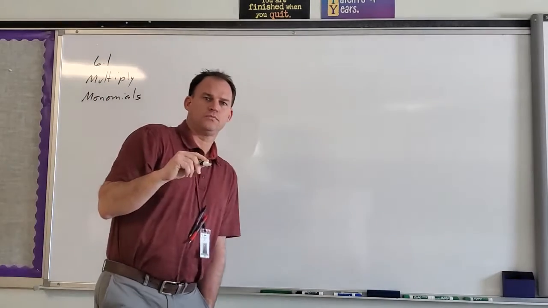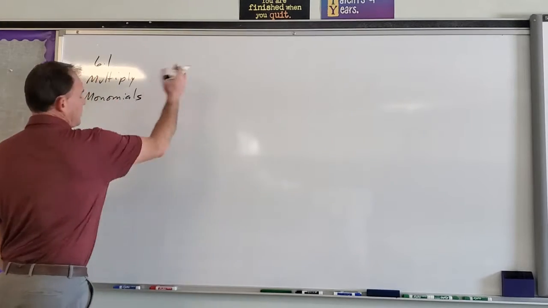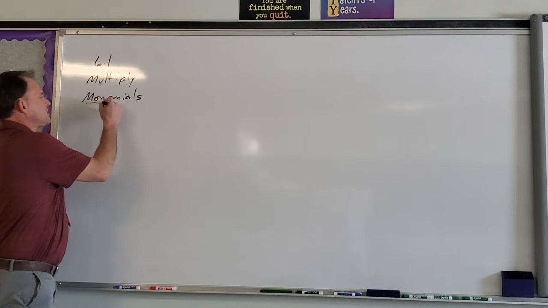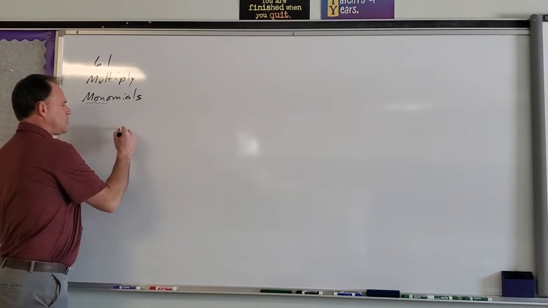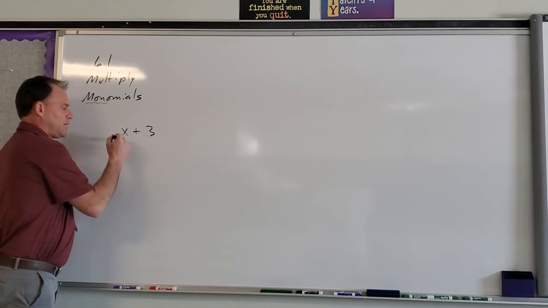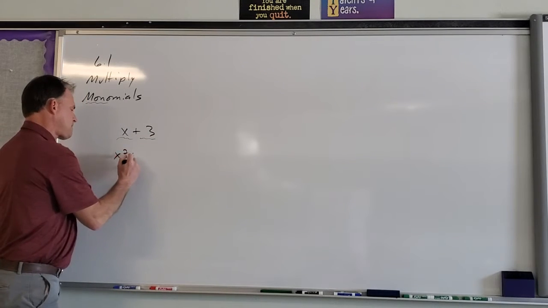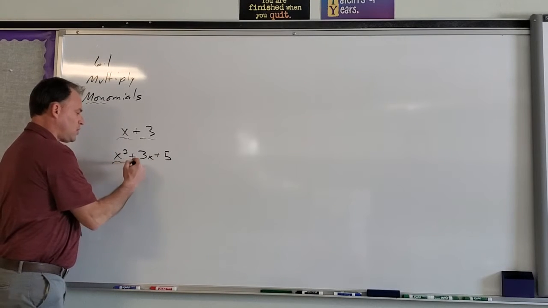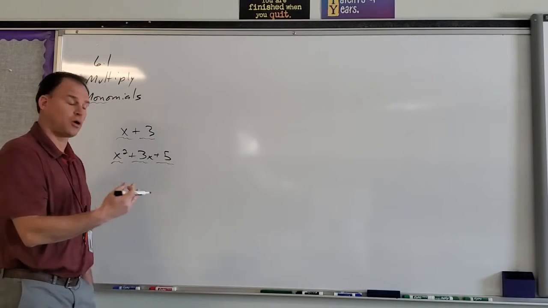Multiply monomials. So, first off, let's talk about the vocabulary. Multiply, obviously. Monomials. What's a monomial? A monomial, mono means single term, but it's a little bit more complicated than that. So, this is a binomial. It has two pieces, all right? This is a trinomial, 3 pieces. Anytime you see a plus or a minus, it separates it into parts or pieces.